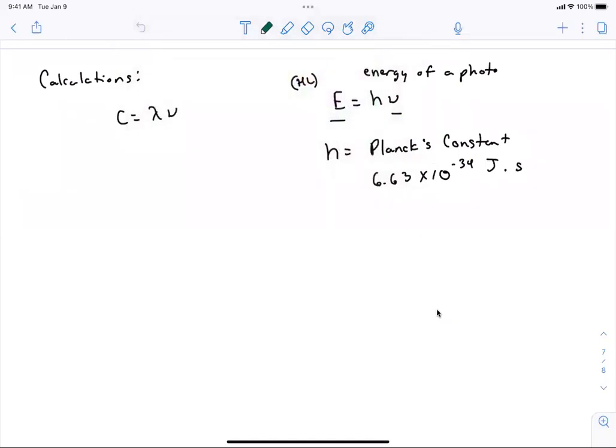The idea here, what I find them trying to do, is a couple of things. You might be given the frequency and just asked to calculate the energy of the photon, but the hardest question I think they do is the energy of a photon for ionization energy. They'll ask you what energy of a photon is required to cause an electron to be lost from an atom?